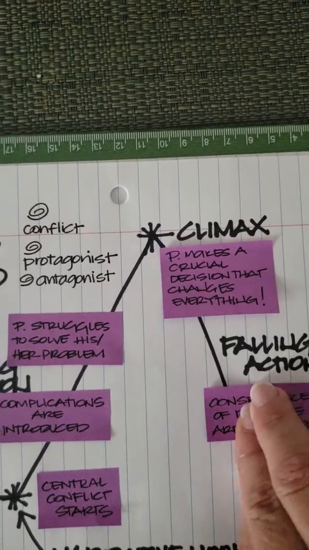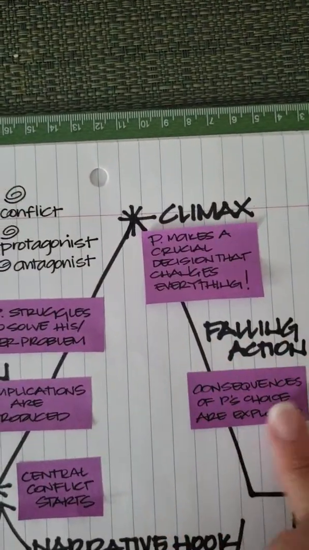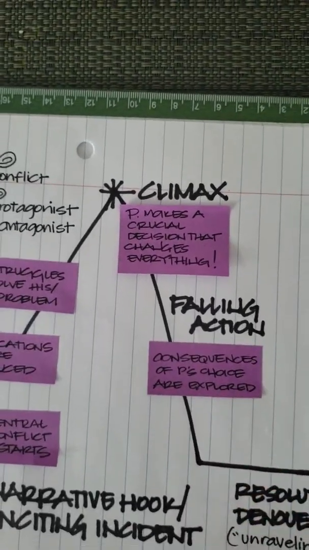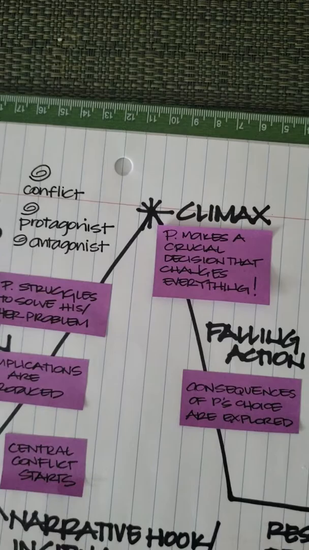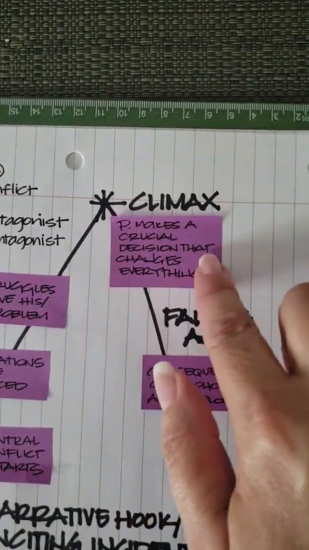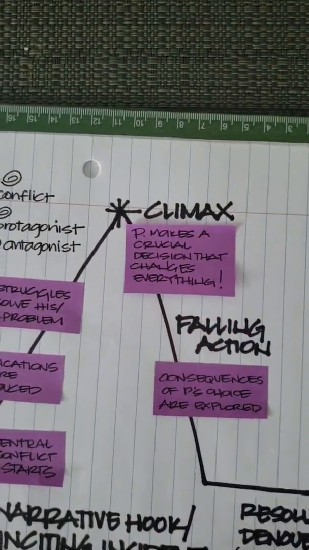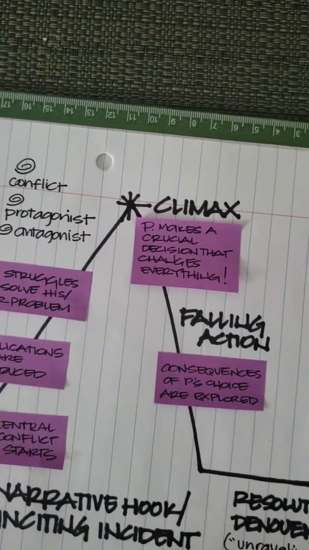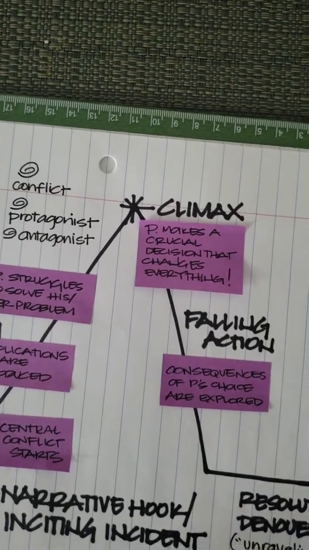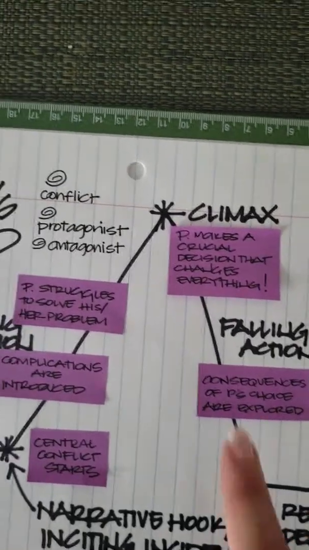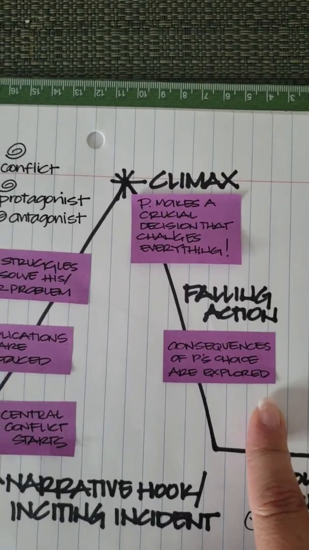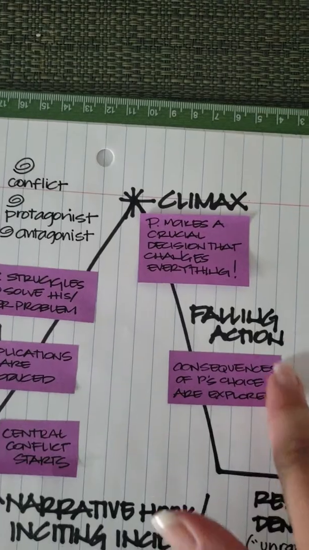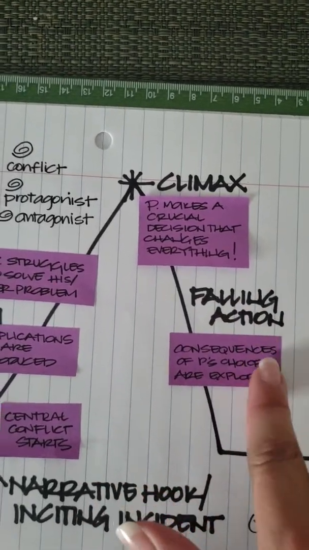Things slow down. But in terms of the character development of the protagonist, what happens here is the consequences of the protagonist's choice are explored. So up here in the climax, we said that the protagonist makes some kind of decision, is forced into a position where he or she has to act. And if he or she does this thing, the story will go one way, and if he or she does this other thing, it'll go the other way. So the falling action looks at what happens as a result of the choice. Whatever the choice was, this is the consequences or the outcomes of that choice.